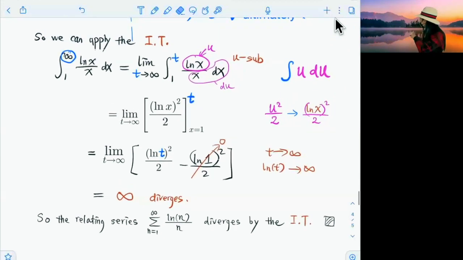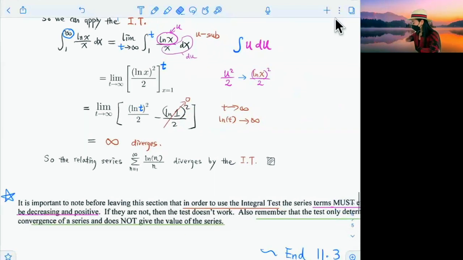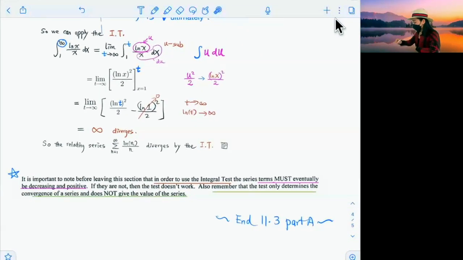So now you get a taste of how to use the integral test to prove something like this. Here's a couple notes. Here is a final remark. It is important to know before leaving this section that in order to use the integral test, the series must eventually be decreasing and positive. If they are not, then the test doesn't work. And also remember that the test only determines the convergence of the series, but does not give you the result. It does not tell you what it converges to. It just says it converges, but it doesn't tell you what it converges to.